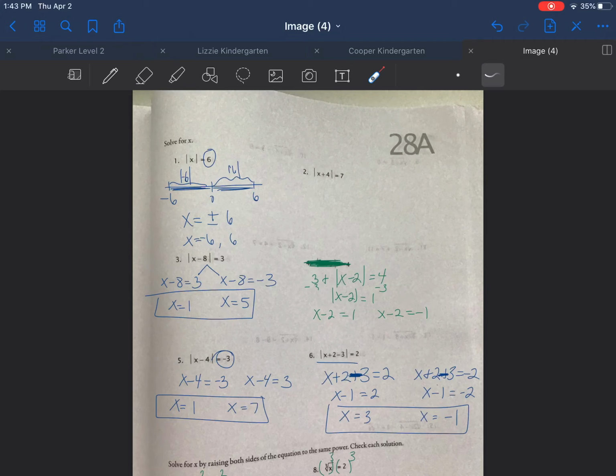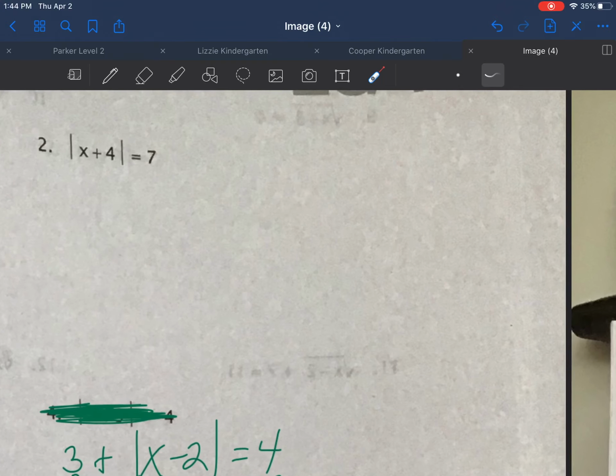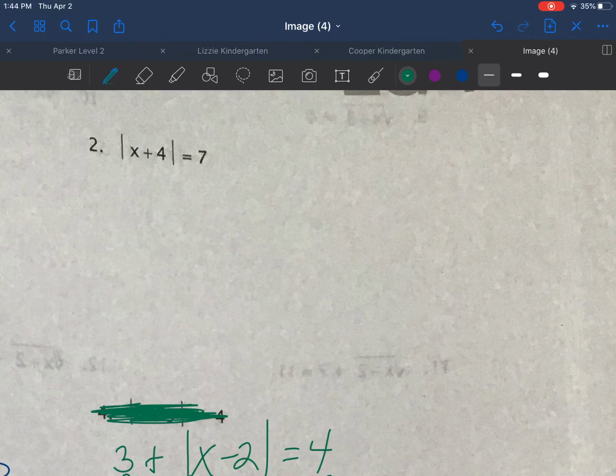When you have the variable inside your absolute value bars. I'll do one more extra example up here. So this is like 28C. 28C has some like this. Let's try 4 says x squared plus 1 equals 7.